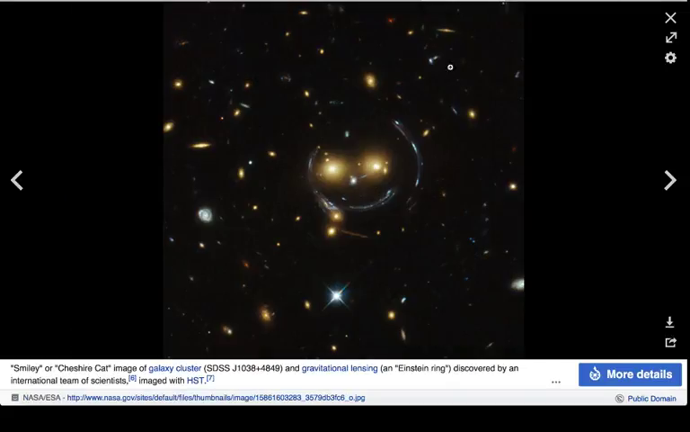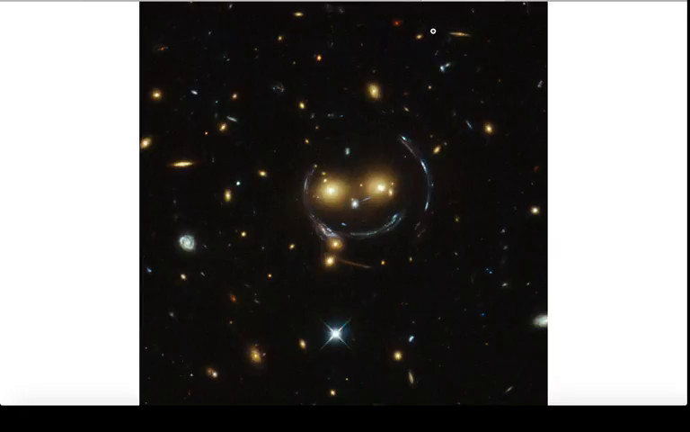Another famous example that I had shared on the livecast slate advertising the show tonight is the smiley or Cheshire cat image. It's a galaxy cluster and gravitational lensing Einstein ring discovered by a team of scientists with the Hubble Space Telescope. So we have a bunch of galaxies here, and then we have a galaxy behind it that's creating this Einstein ring. And so it makes the little smiley face. And if you watch Alice in Wonderland, it looks like the Cheshire cat.